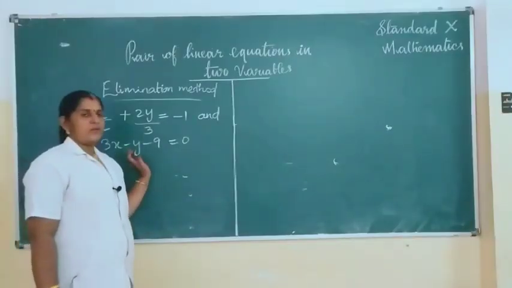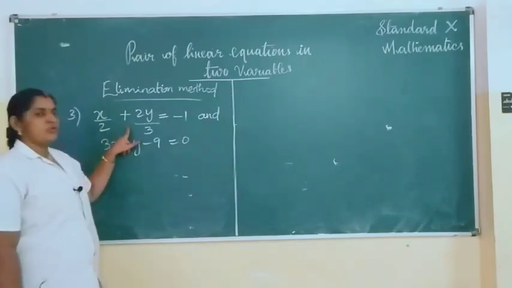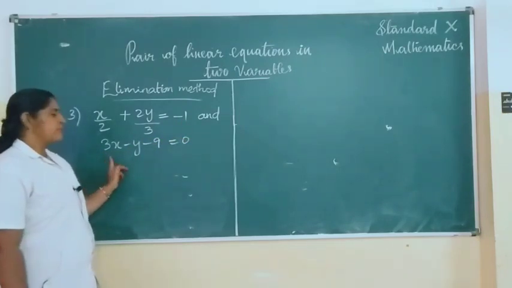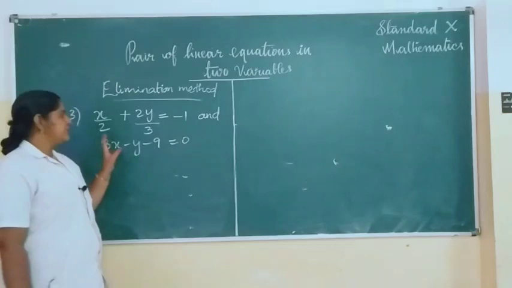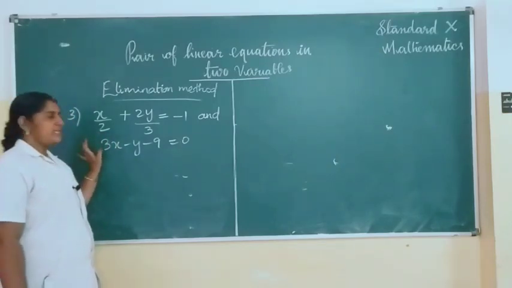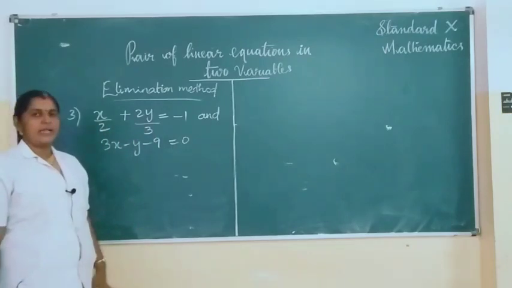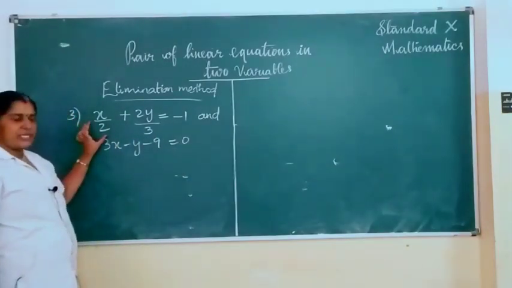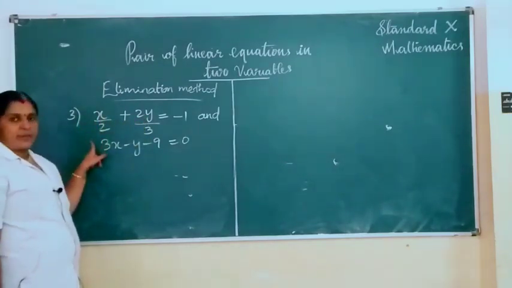Now come to the third question here. The question is x by 2 plus 2y by 3 equal to minus 1 and 3x minus y minus 9 equal to 0. Now you can see from the question itself that the coefficients of x and y in the first equation are in rational form. In the first equation the coefficients of x and y are rational numbers.